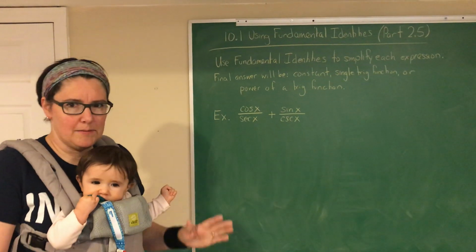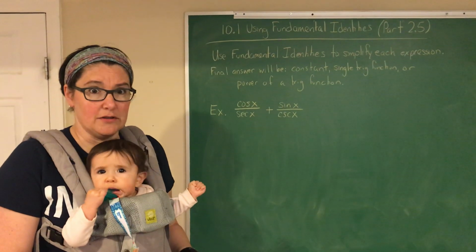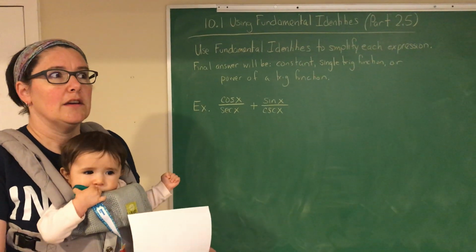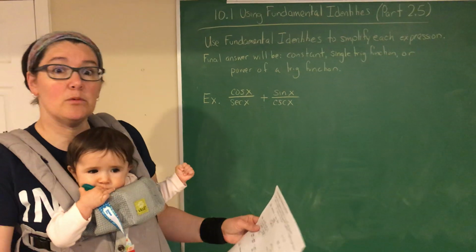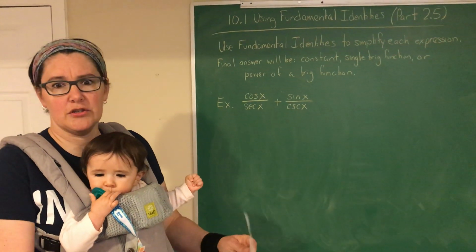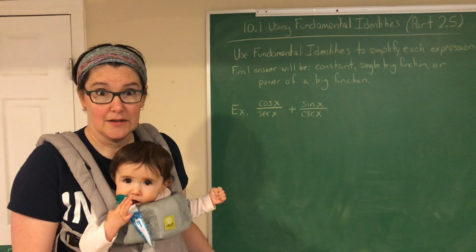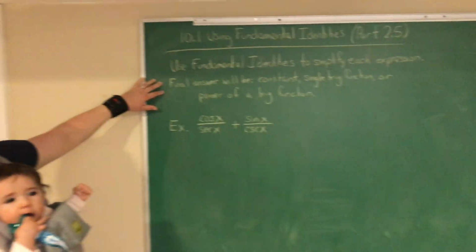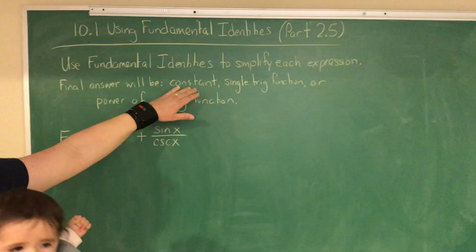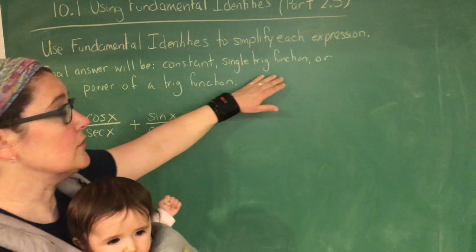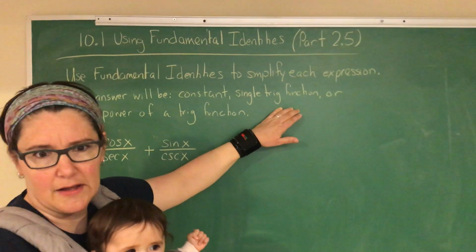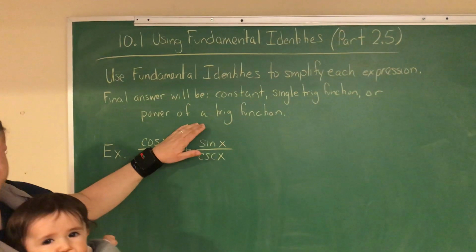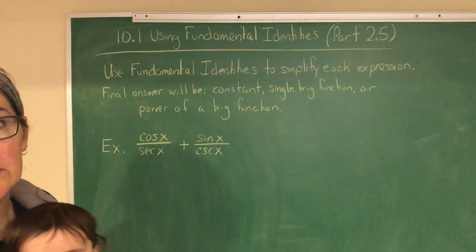It's not always clear what it means to simplify an expression. Usually you have some sort of clues about that, like this is a problem in calculus and we want this final expression to be in this particular format. So we're kind of told that in these examples, our final answer is either going to be a constant, meaning a number, a single trig function such as sine x or cosecant of x or cotangent of x, or a power of a trig function such as cosine squared x.